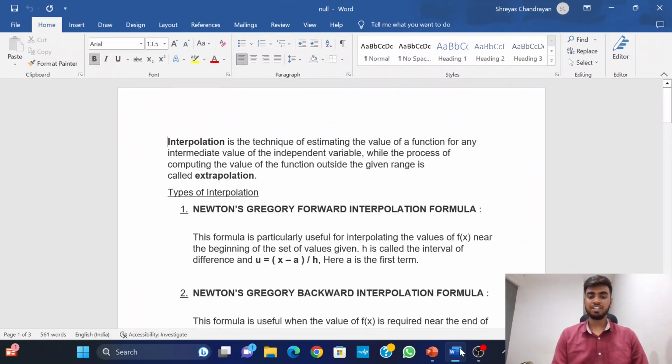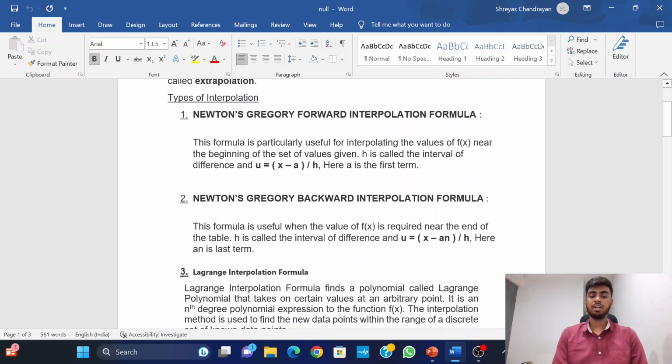Interpolation is a technique of estimating the value of a function for any intermediate value of the independent variable, while the process of computing the value of the function outside the given range is called extrapolation. The different ways of interpolation are Newton's Gregory forward interpolation formula. This formula is particularly used for interpolating the values of f(x) near the beginning of the set of the given values.